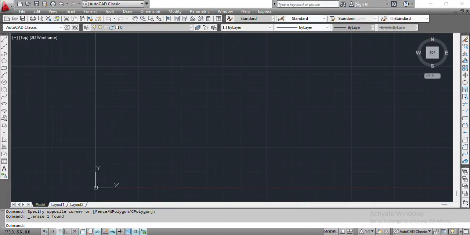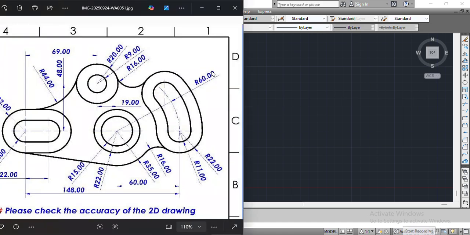Welcome to another tutorial. Yes, this is the drawing that we want to draw. Now this is the drawing, and yes, you can check it in the comment section, suggest what engineering material tool this is.